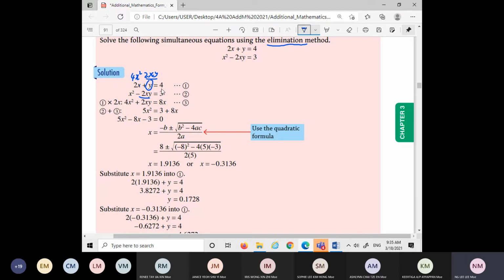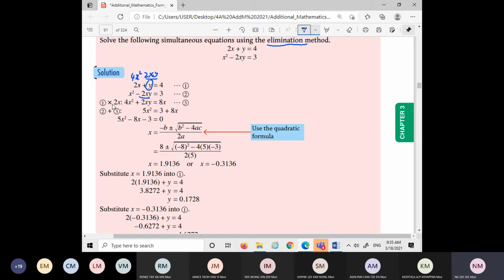If one of the variables cannot disappear, you are still going round and round in circles. You can't get any answer at the end. If you cannot eliminate one of the variables, you can't get the answer.